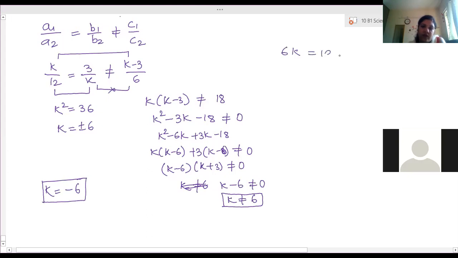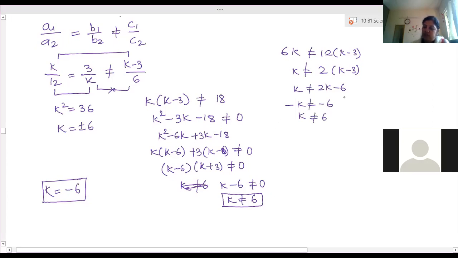6K is equal to 12 into K minus 3. K is equal to 2 into K minus 3. 2K minus 6 is equal to K. So minus K is equal to minus 6. So K, sorry, not equal to 6. So the value of K is not equal to plus 6. That means the value of K should be minus 6.